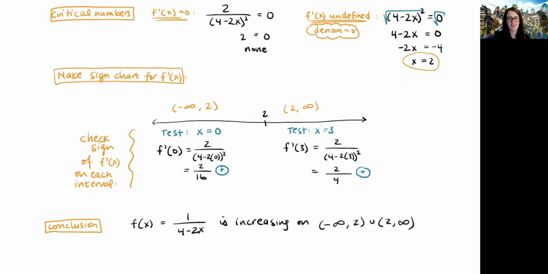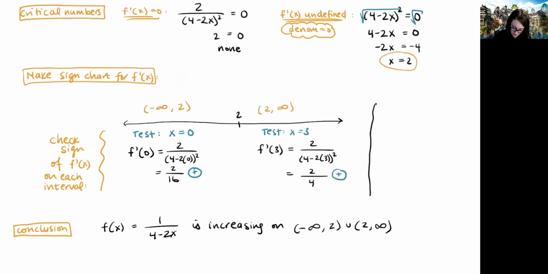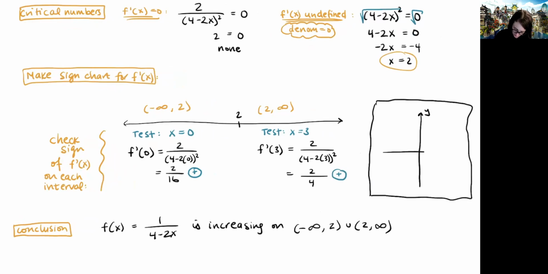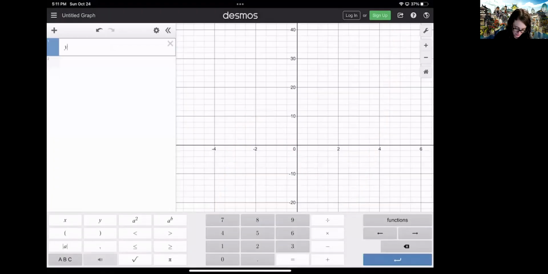Okay, so let's check by graphing this function and making a sketch maybe next to our sign chart, so that we can see what this means in terms of its graph. So I'm going to set up my axes. And remember, we're graphing the original function, not the derivative. And again, pull out your calculator or pull up Desmos or any other graphing website.